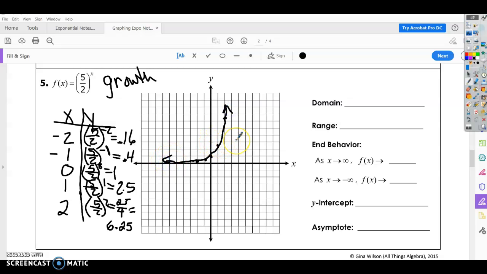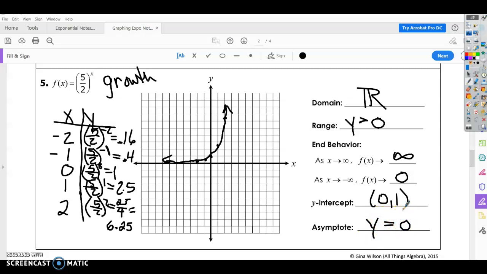All right. My domain is going left and right forever. My range, again, is still going to be greater than 0. My end behavior, as x goes positive, y is increasing. As x goes negative, y is approaching 0. My y-intercept, where it crosses the y-axis, is at 0, 1. And my asymptote is at 0 again.